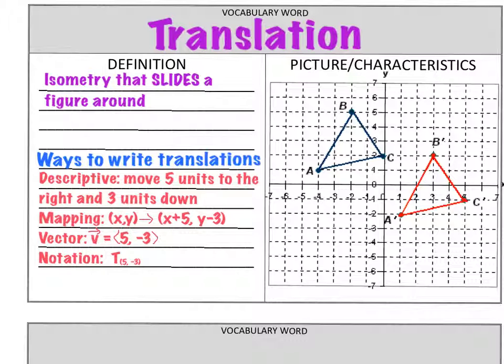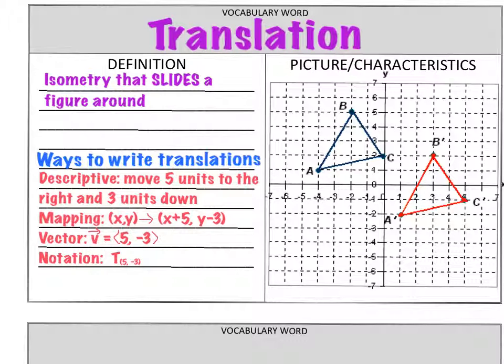Okay, so we'll start with translation. Translation is an isometry. That means it's going to keep its size and shape that slides a figure around. So if you look at this triangle, this is our pre-image. Okay, and I know that because it doesn't have the little prime signs like this one does. So if you take this blue triangle and you slide it to the right and slide it down, it would become the red triangle. Okay, so that's a translation. It slides the figure around.